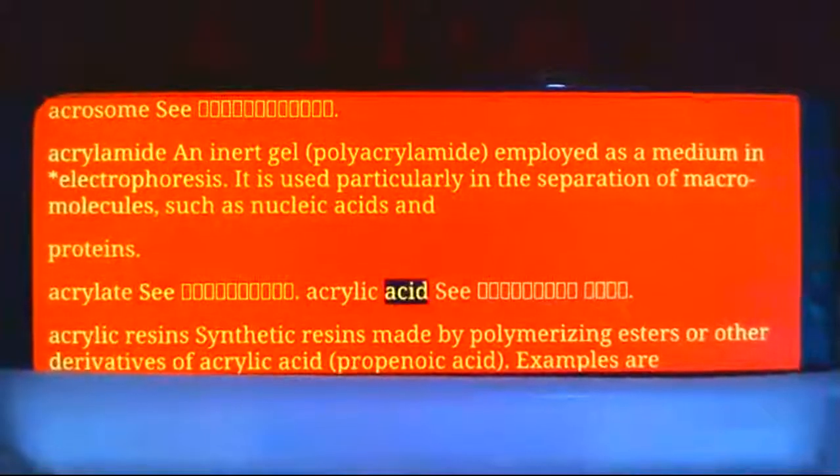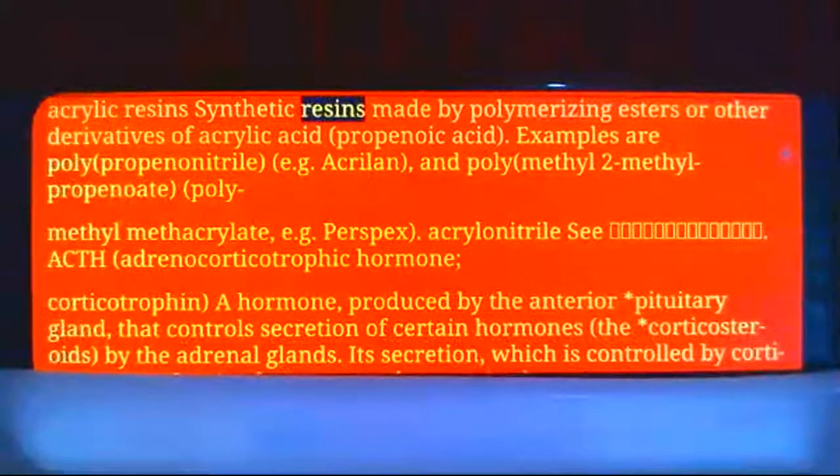Acrylate. Acrylic acid. Acrylic resin, synthetic resins made by polymerizing esters or other derivatives of acrylic acid, propenoic acid. Examples are polypropenonitrile, e.g. acrylonitrile, and polymethyl-2-methylpropenoate, polymethyl methacrylate, e.g. Perspex. Acrylonitrile.